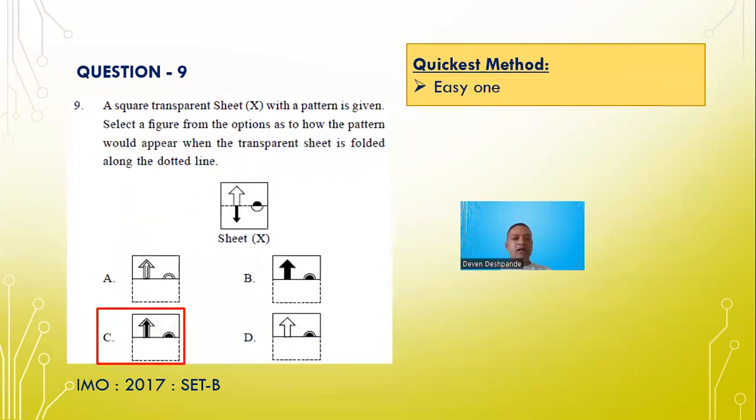Okay. A square transparent sheet X with a pattern is given. Select a figure from the options as to how the pattern would appear when the transparent sheet is folded along the dotted line. This is an easy one. When you fold this, this shaded arrow will come at the top, but the outer arrow is slightly bigger. Again, the semicircle will come at the top, but the shaded circle is slightly smaller than the big semicircle. So option C is the correct option.